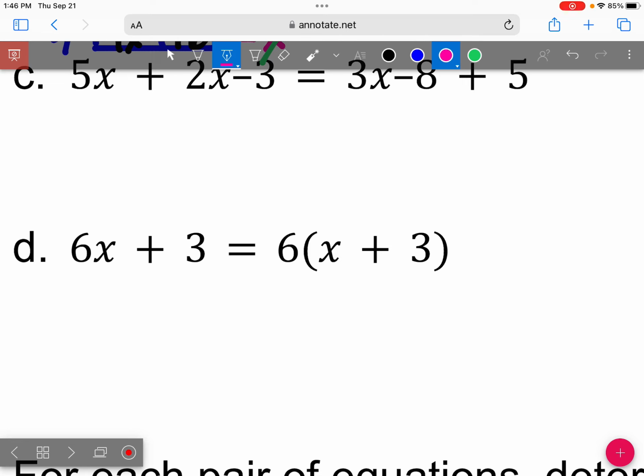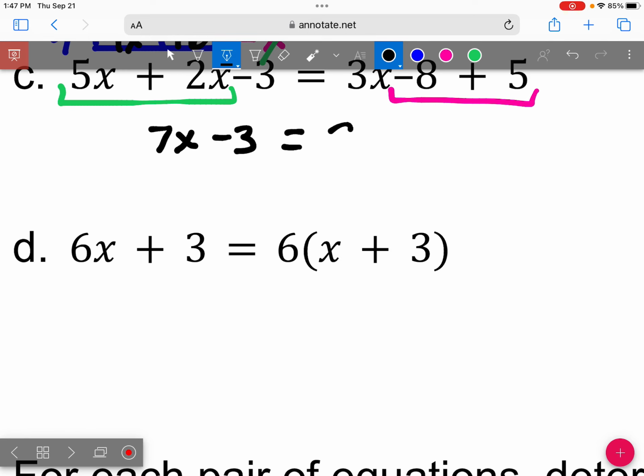What can we do on C to figure out what's going on here? Combine like terms. I've got some like terms on this side, and I've got some like terms on this side. I've got 5x plus 2x, giving me 7x minus 3. And I've got 3x minus 8 plus 5 gives us minus 3.